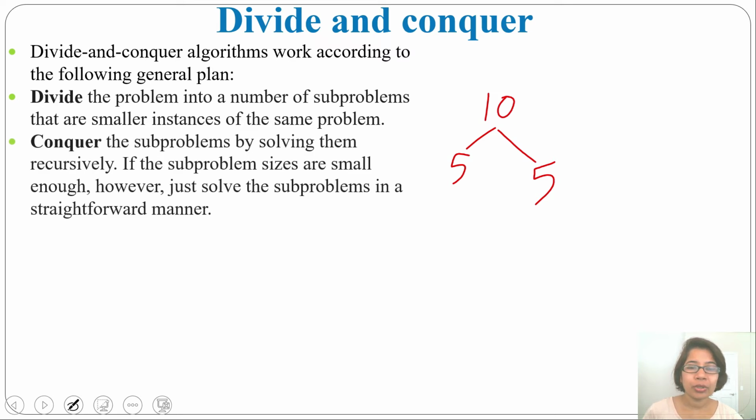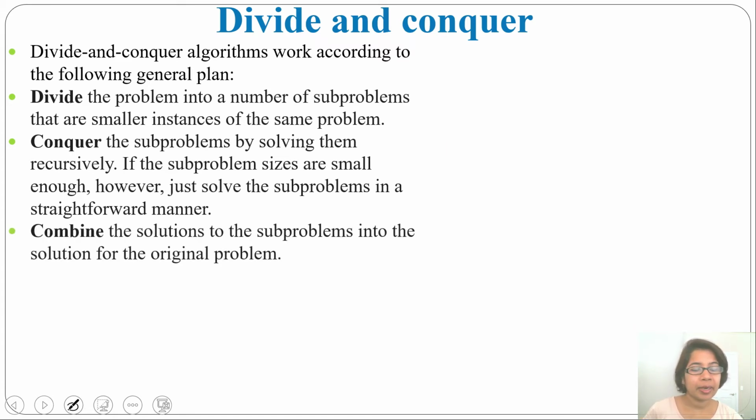Next, conquer the subproblems by solving them recursively. So we'll try to solve this problem recursively. If the subproblem size is small enough, however, just solve the subproblem in a straightforward manner. Suppose 5 elements, we can solve recursively. Suppose there is just one element, then we can solve it directly, straightforwardly. Next step is combine. Combine the solutions to the subproblems into a solution for the original problem.